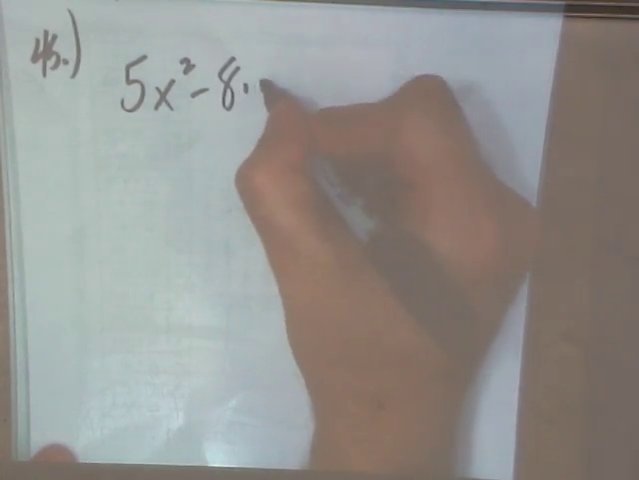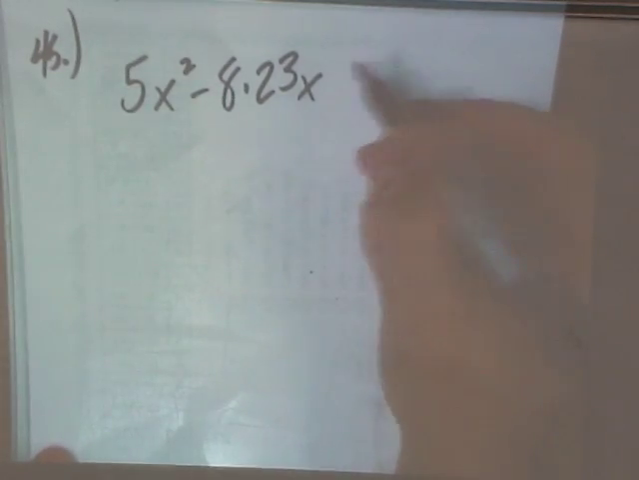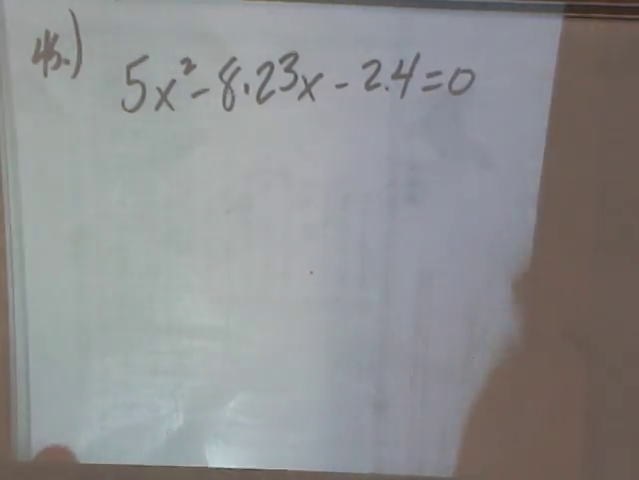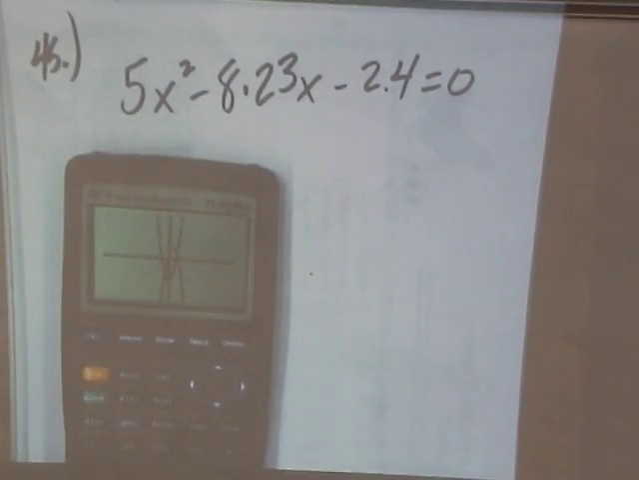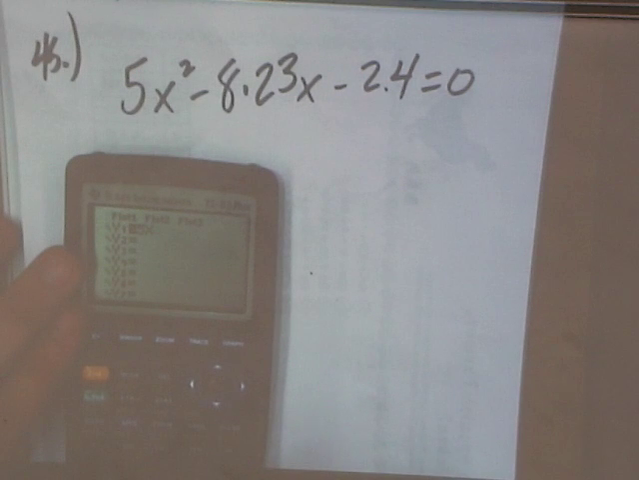Alright, solve and give the largest solution, round to the thousandths place. So how many solutions does this have? It has 2 solutions. They want the largest one. The answer that's the greatest, that's all. Minus 2.4 equals 0. It's the calculator section. I say we just graph it and find the intersection points. That's okay with y'all. 5x squared minus 8.23x minus 2.4, 0.